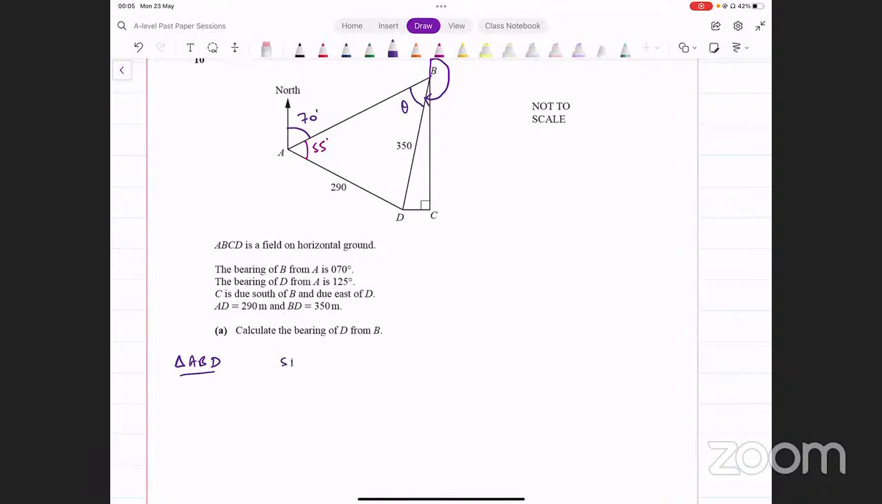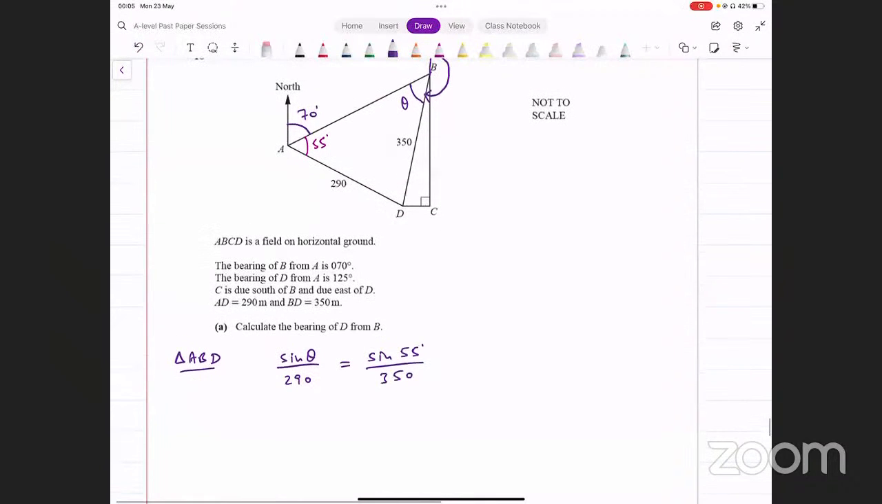So we have sine theta over the side opposite to that, that's 290. That equals sine 55 degrees over 350. From here we will get theta, that's the angle ABD. Let's figure that out. Sin theta equals 290 into sin 55 over 350.